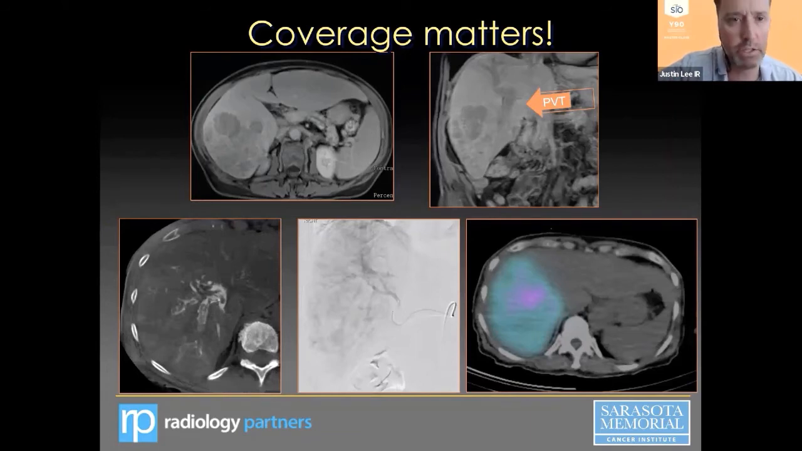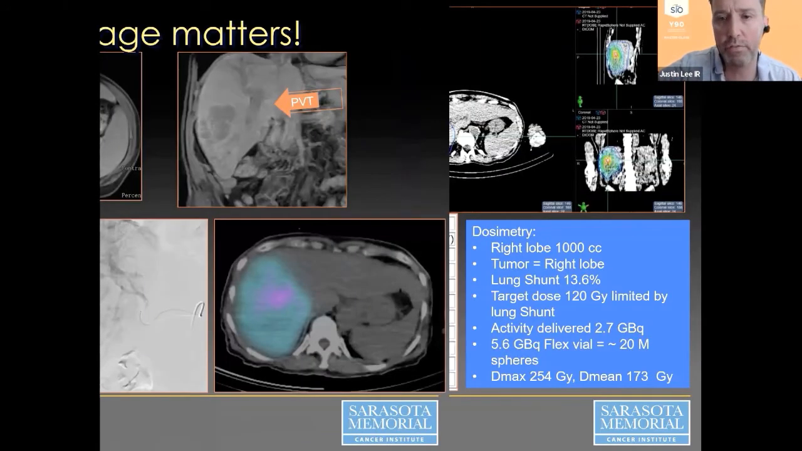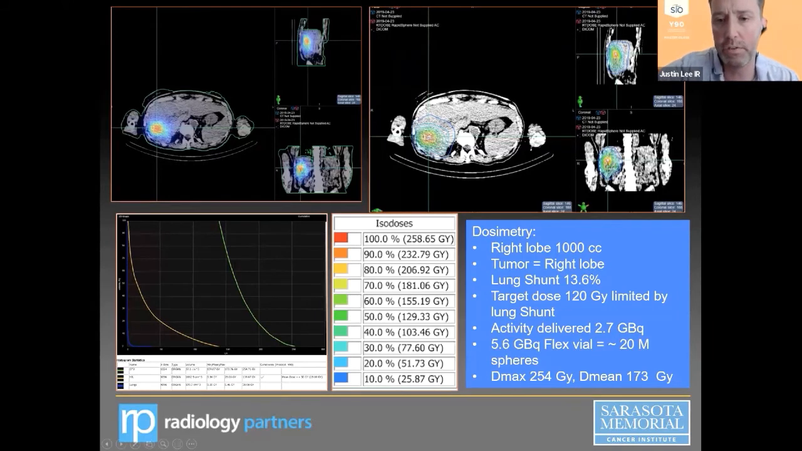Portal vein invasion, big tumor, looks very ugly. Unfortunately, dosimetry here is limited by lung shunt. This is why I would say I still think the lung shunt is important for big tumors. Here we made the right lobe and the left lobe equivalent. We used a 120 gray threshold with a flex dose of 5.6.